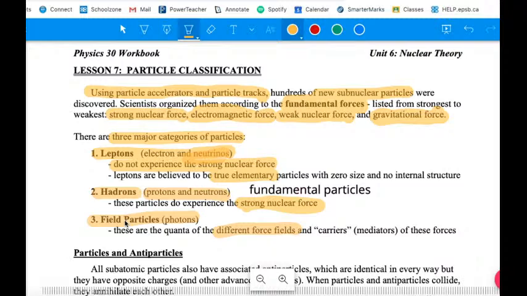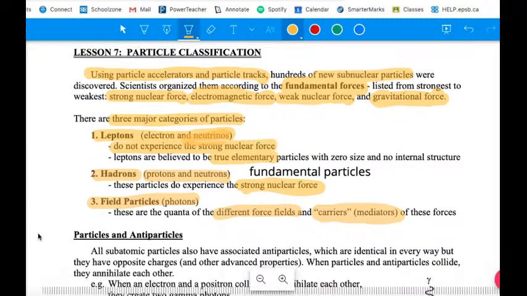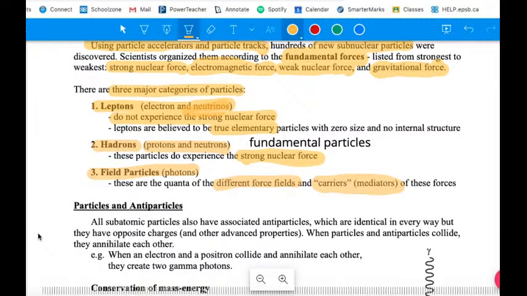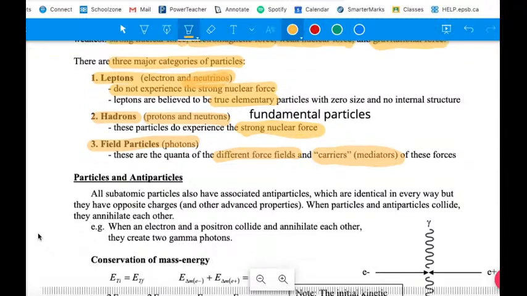We don't need to get into the classification of them, but it is a good idea to know that that's the third category: field particles. And they aren't only these force fields, they're also the carriers or the mediators of those forces. So a photon would be a carrier of an electromagnetic force, for example. Right? Hopefully that's not too mind-blowing yet. It's going to get even better.